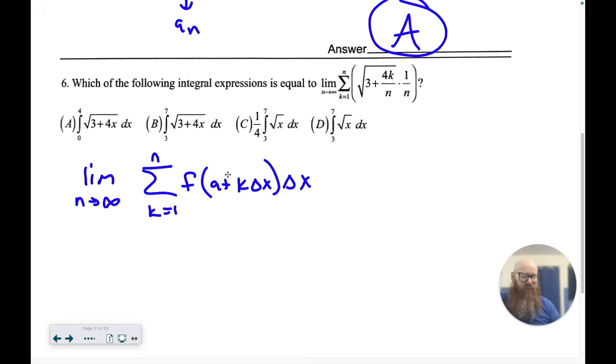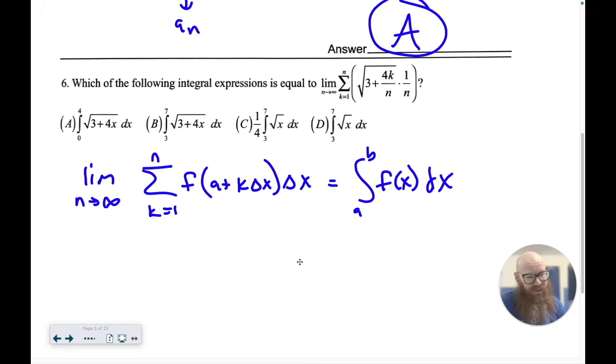This is the height of each rectangle. This is the width of each rectangle. This is the summation of all the rectangles. And this is saying make there be an infinite number of rectangles. And that's where the exact area lies. So this is equal to the integral from a to b of f of x dx. So what we have to do is locate a, locate b, and locate f of x.